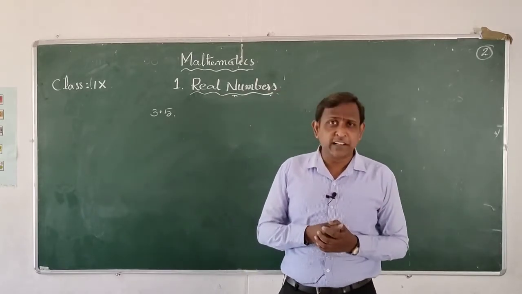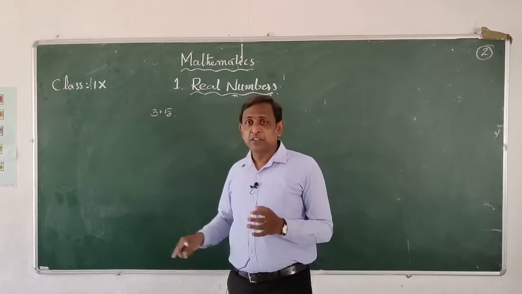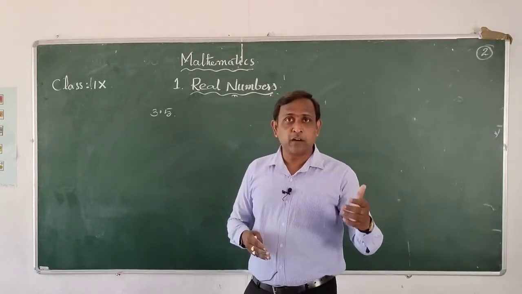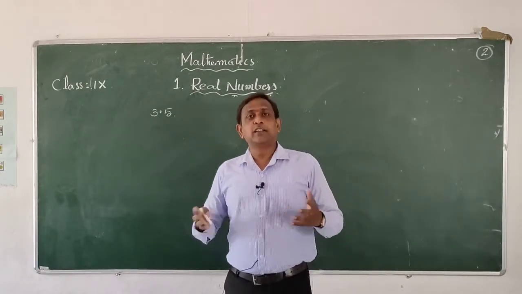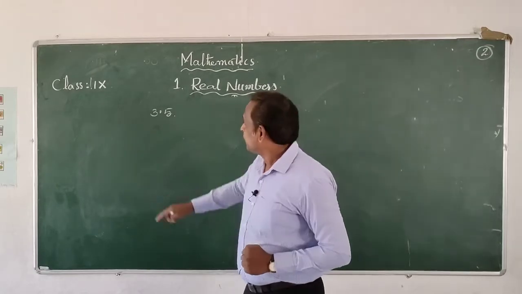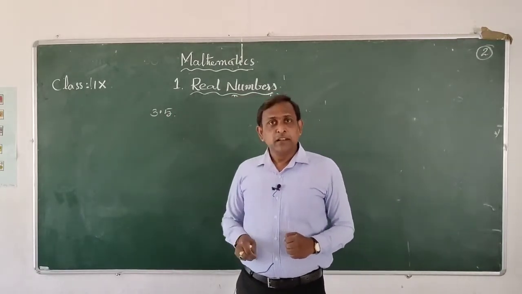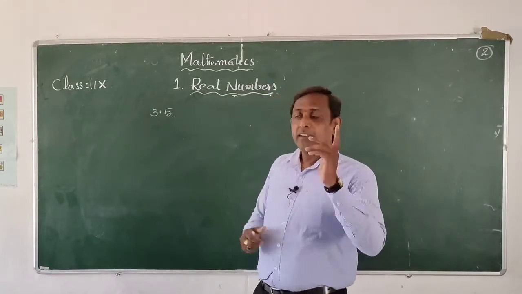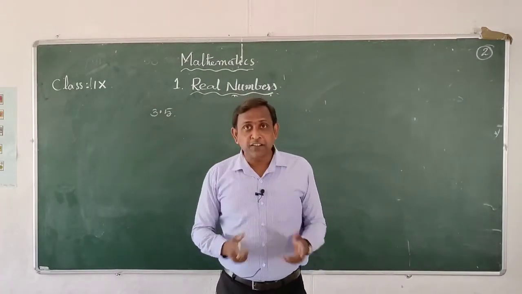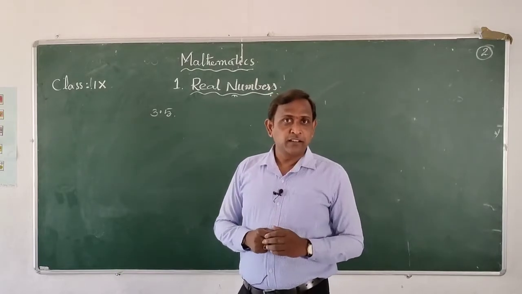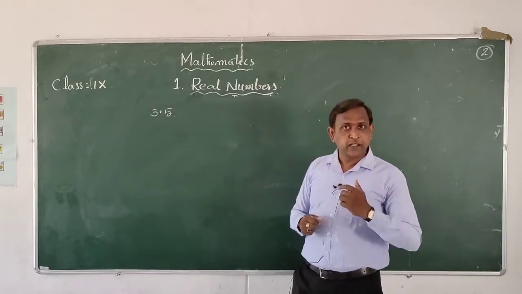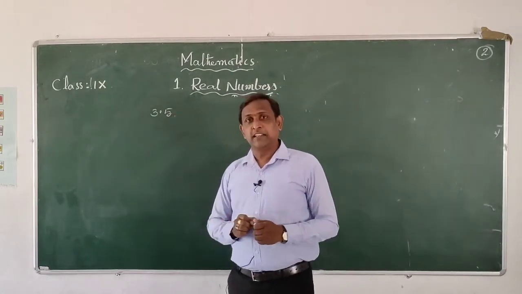How do we know that it is a rational number? Because I told you rational numbers can be expressed in the form of a terminating decimal or a non-terminating repeating decimal. 3.5 is a terminating decimal. So clearly I can say that 3.5 is a rational number. Am I right, children? All of you also got the same answer, I know that.